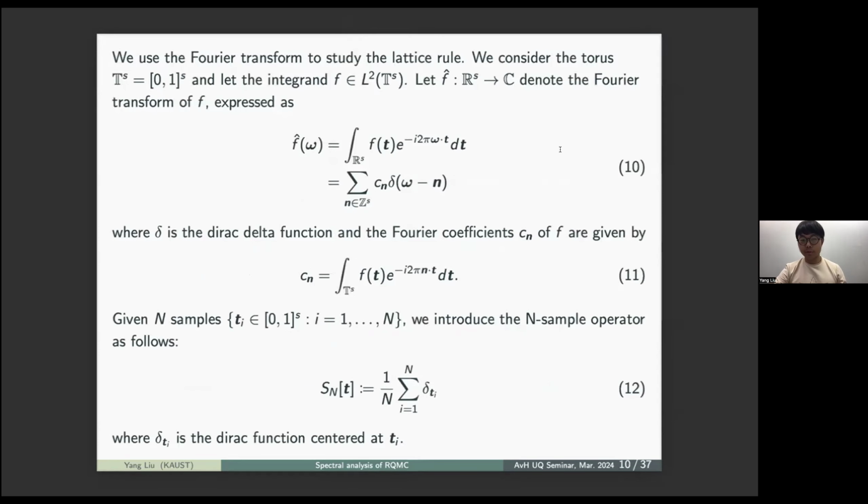We want to use the Fourier transform to study the lattice rule. At first, we consider that the function is periodic, and then we can apply the Fourier transform, and we use f hat to denote this Fourier transform. You can also equivalently write it using these Fourier coefficients, where c_n is given by the integration over the unit hypercube of f with this term. We also introduce this ensemble operator: we have n lattice points, and S_n is given by the average of these Dirac delta functions centered at these points t_i.